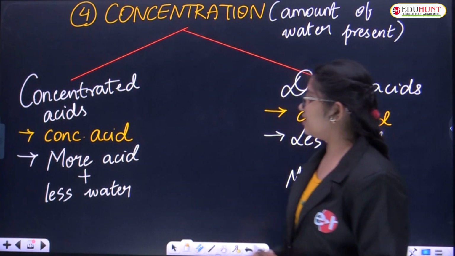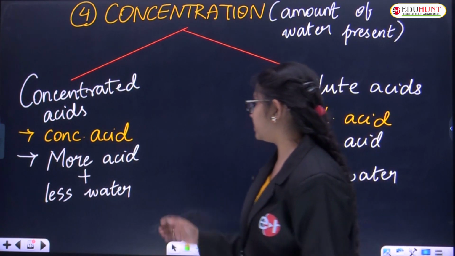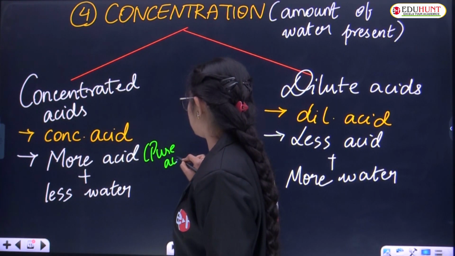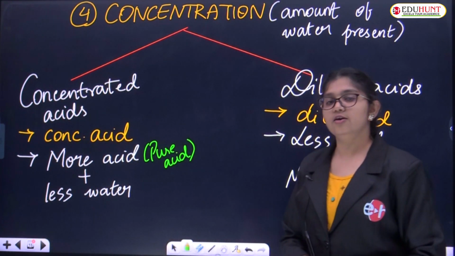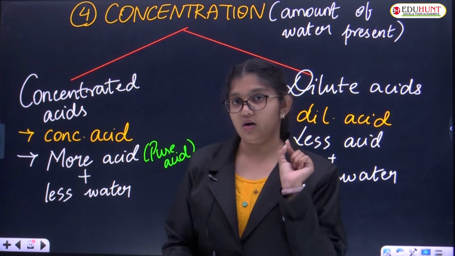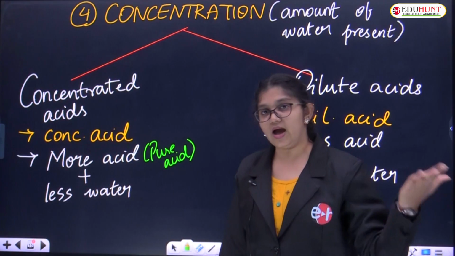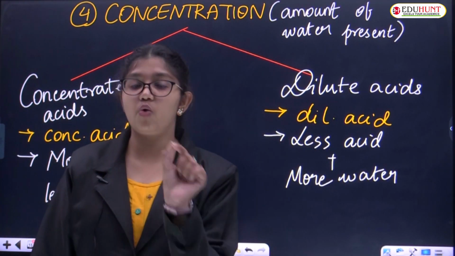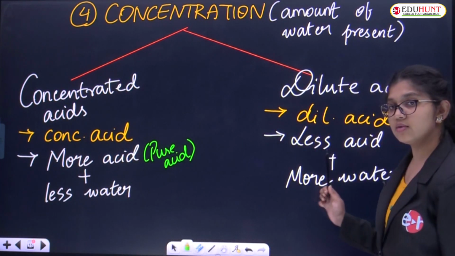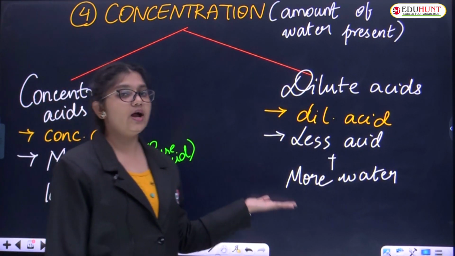So more acid plus less amount of water. You can also use the word pure: this concentrated acid is pure because it has more amount of acid. We can also say pure acid. When an acid is mixed with a very little amount of water, that is called concentrated acids. And what about dilute? Less amount of acid is mixed with more amount of water, plenty of water. That is all about dilute acids.